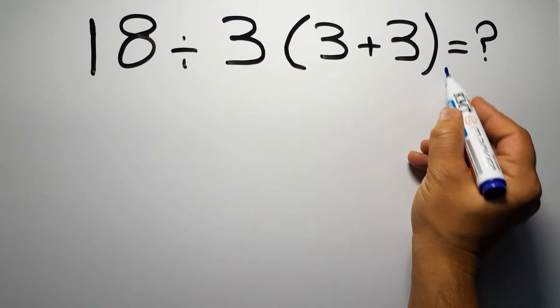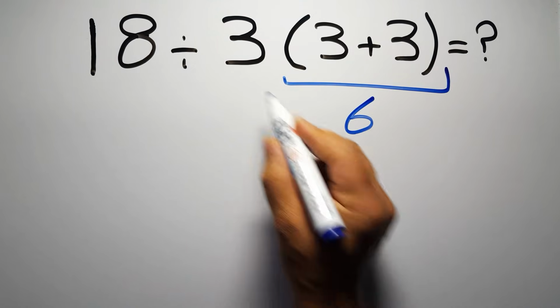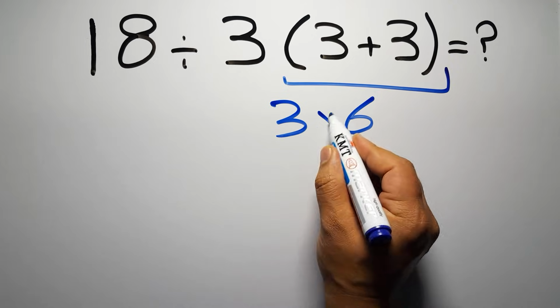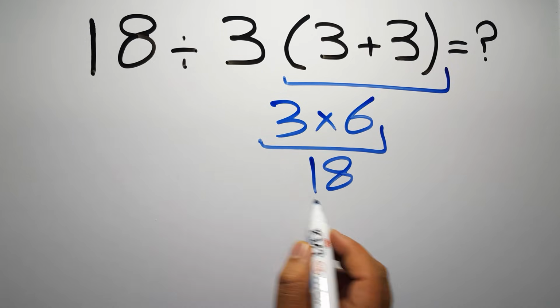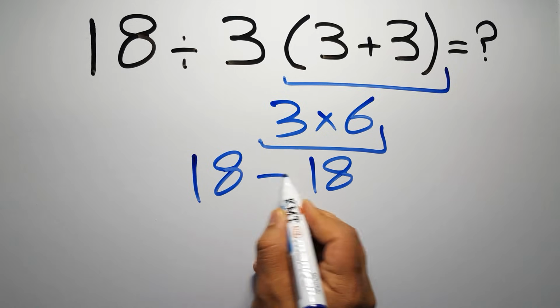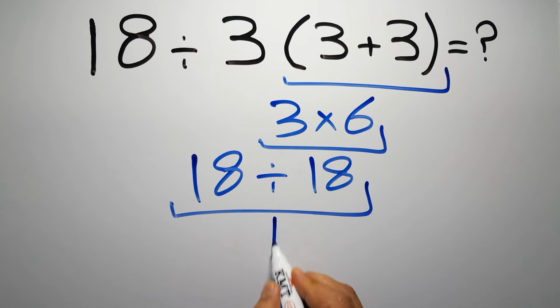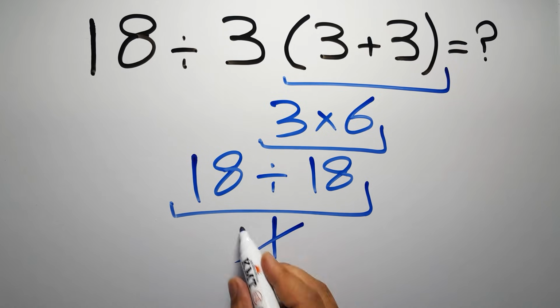3 plus 3 gives us 6. And 3 times 6 equals 18. So 18 divided by 18 is just 1. But this answer is not correct.